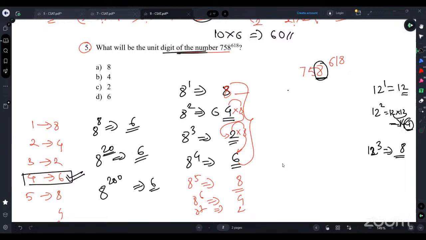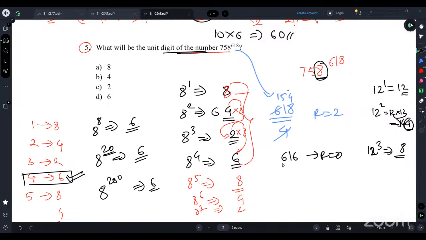Now how much power are we having? We are having a power of 618. I have to find out the power which is divisible by 4, so let's divide it by 4. 4 ones are 4, I'll carry over 2, so it becomes 21. 4 fives are 20, this becomes 18. And 4 fours are 16, so the remainder will be 2. It means that 616 will give you a remainder of 0.